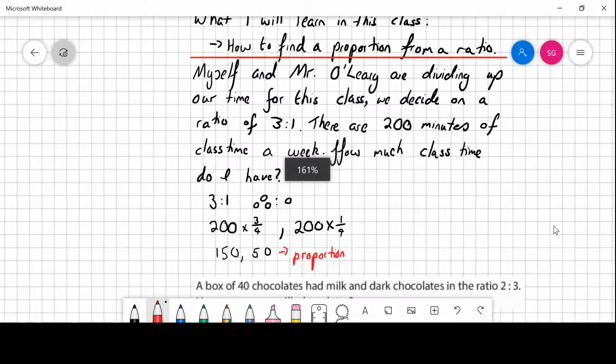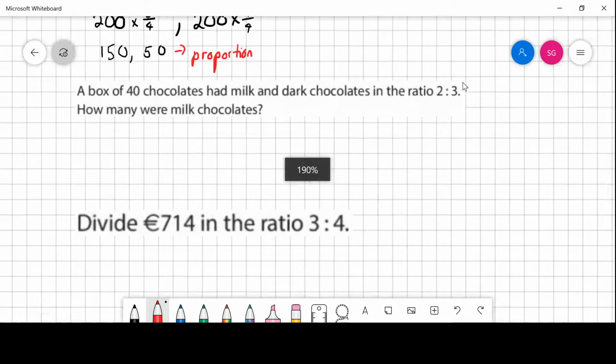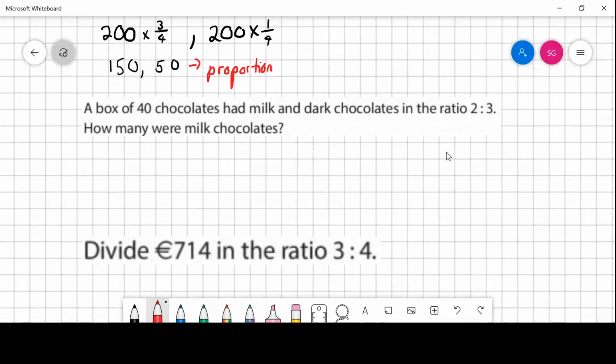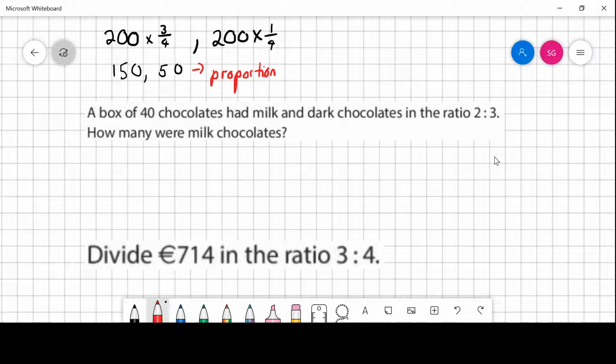A box of 40 chocolates had milk and dark chocolates in the ratio of 2 to 3. So in the box there was always 2 milk chocolates for every 3 dark chocolates. Imagine red is representing milk chocolates, blue is representing dark chocolates. So you've got a 2 to 3 ratio. You can see here there's 5 of them, can't you? For every 5 chocolates in total, there's 2 milk chocolates, 3 dark chocolates.